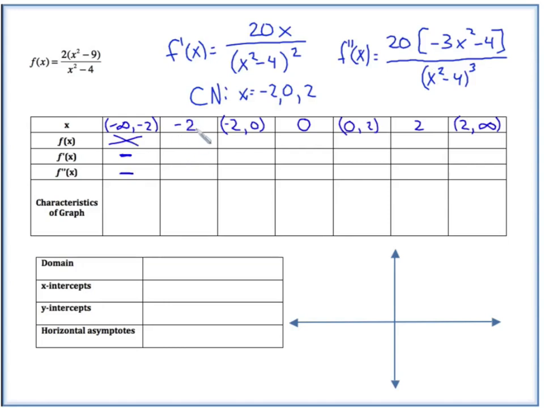Okay, next at negative 2, if we plug in negative 2, we get a domain error in all three of these. So we just say does not exist.